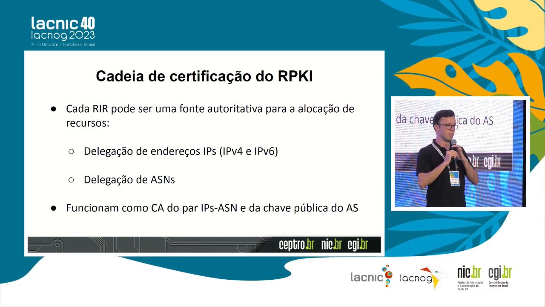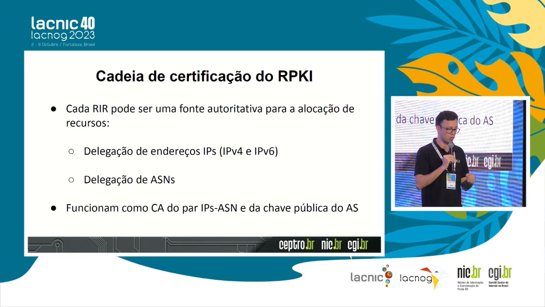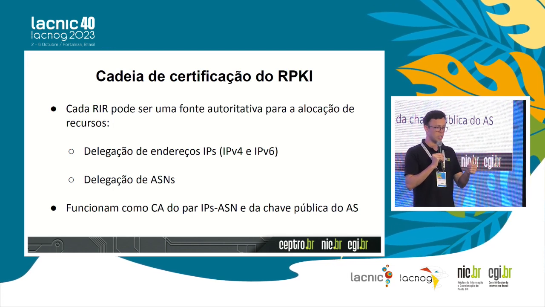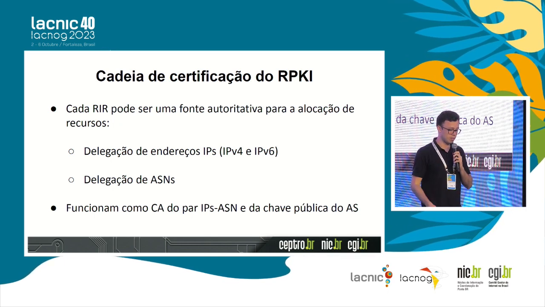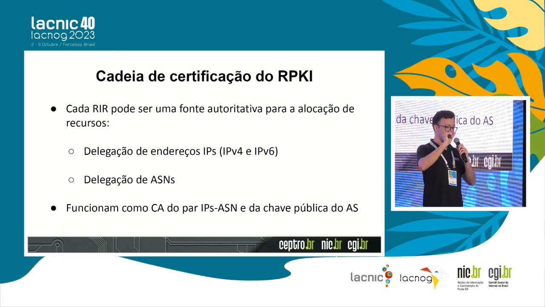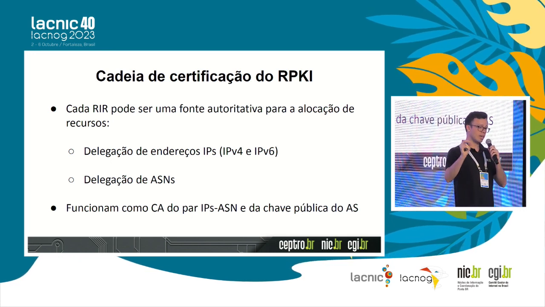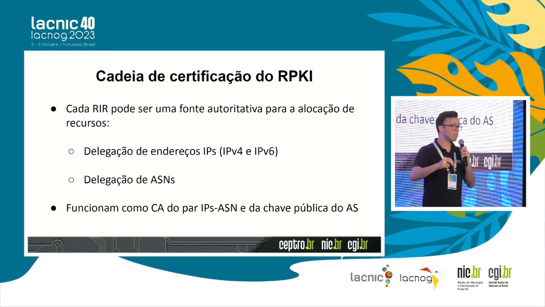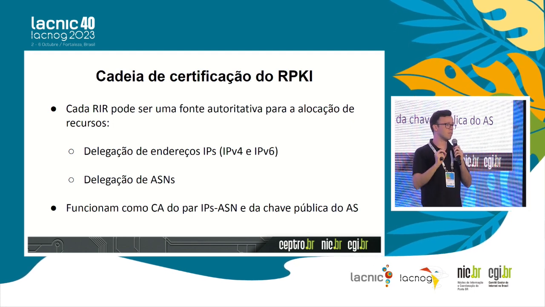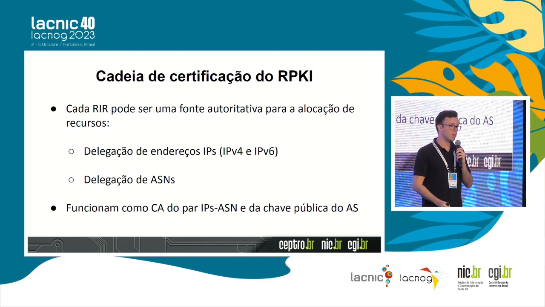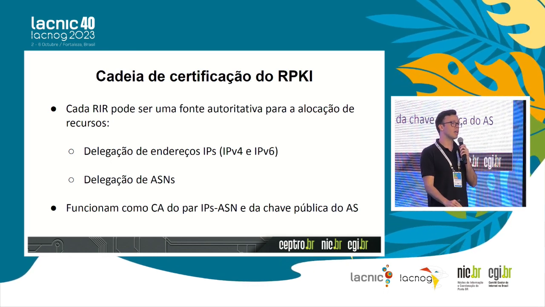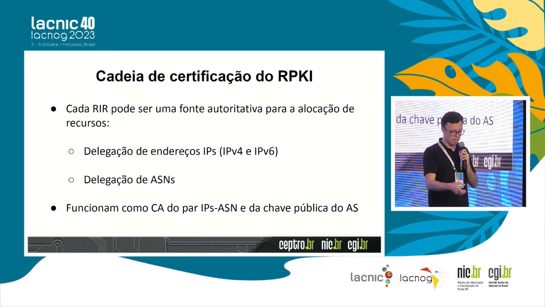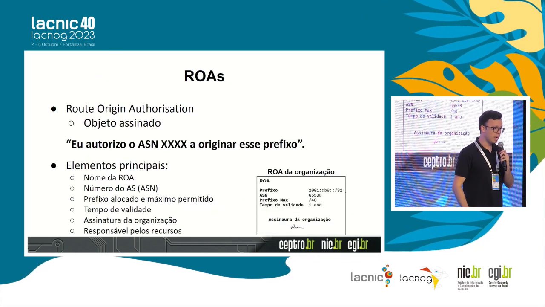Each RIR can be an authoritative source for allocating resources. They have the capacity of delegating the IP addresses and the ASN. So we have a certifying entity that is going to determine that that IP address is associated to the ASN. And based on that, it is signed with that exchange of keys. And Tiago, in the tutorial, will show you how this is done in LACNIC's region and in NIC.br.